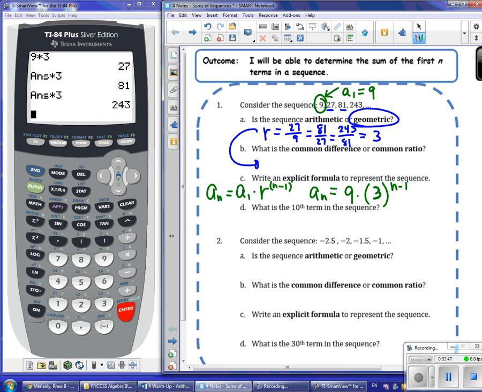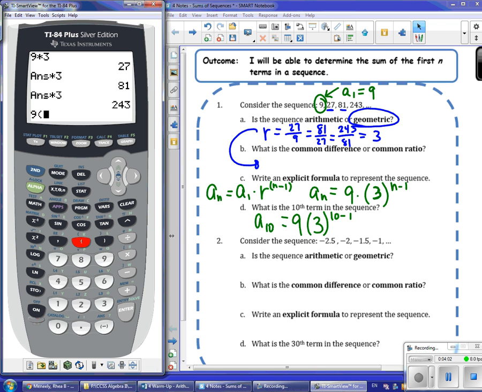Well, the 10th term would correspond to a sub 10. So I'm just now letting n equal 10. And so when I plug this in, I'm going to have 9 times 3 to the 10 minus 1. And I can plug the entire thing into my calculator exactly the way I've written it. So 9 and then in parentheses 3. And then I want to raise that to the power of 10 minus 1.